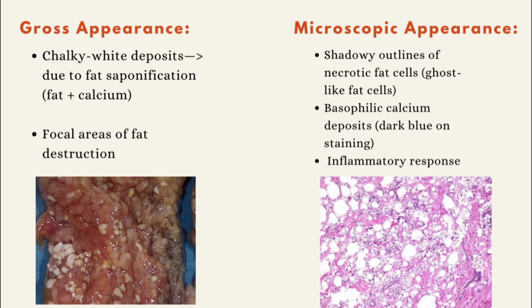Grossly, these areas appear as chalky white deposits due to fat saponification, where the fat cells combine with calcium. That's why it's called saponification. You can also observe the focal areas of fat destruction. In microscopy, shadowy outlines of the necrotic fat cells look like ghost-like cells, and basophilic calcium deposits are also seen, which appear dark blue on staining, and an inflammatory response is also generated.